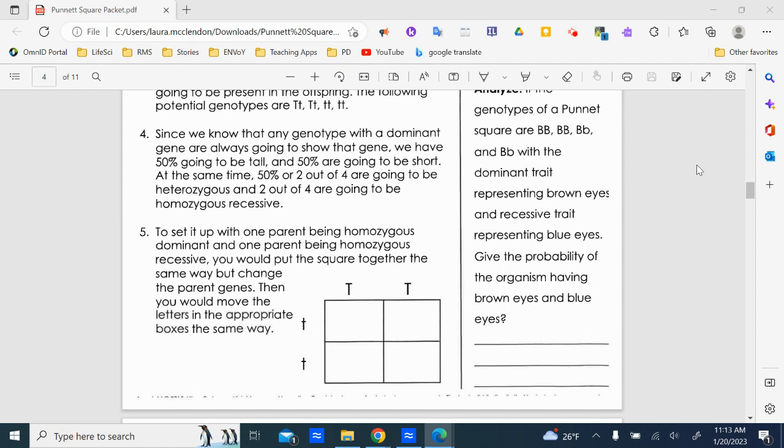5. To set it up with one parent being homozygous dominant and one parent being homozygous recessive, you would put the square together the same way, but change the parents' genes. Then you would move the letters into the appropriate boxes the same way.